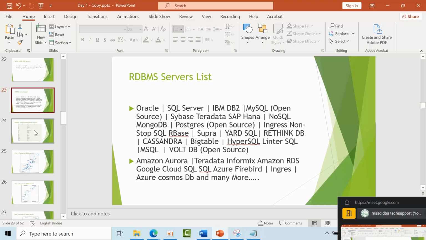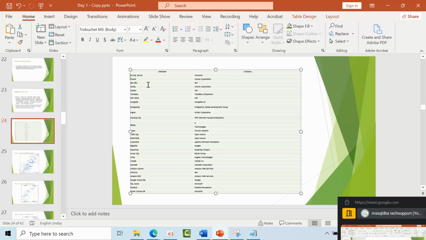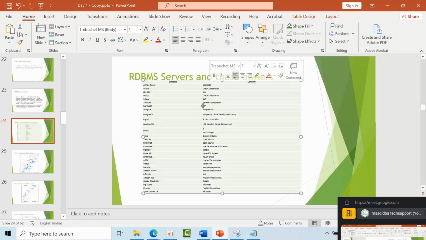Now we will see who owns the companies. Microsoft SQL Server is owned by which company, sir? Microsoft. Oracle, Oracle Corporation. IBM DB2, IBM. MySQL by Oracle Corporation only. Sybase is a company now acquired by SAP.